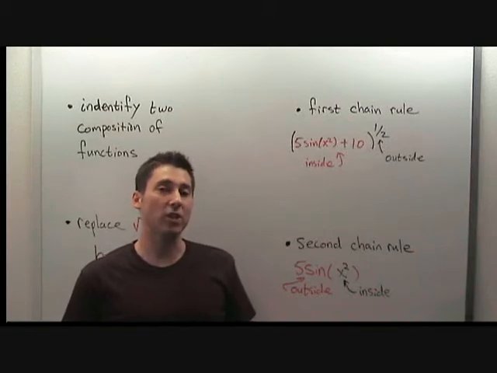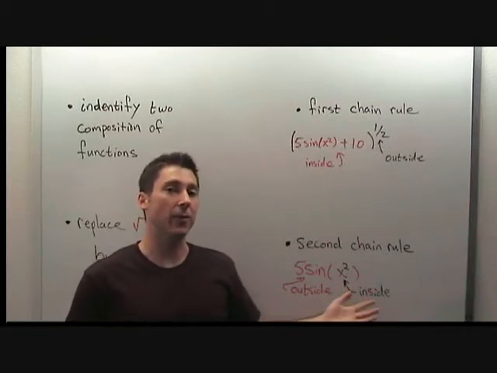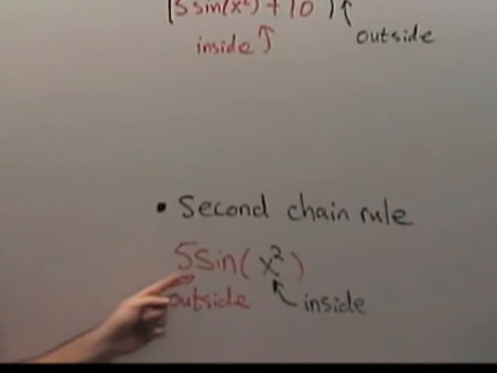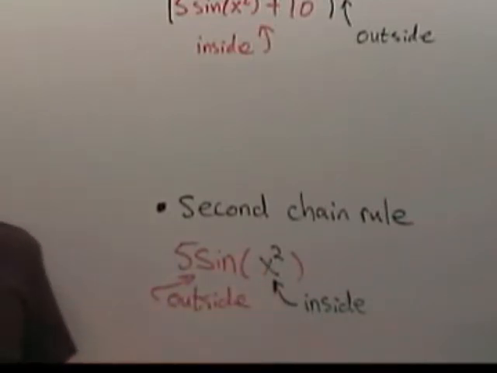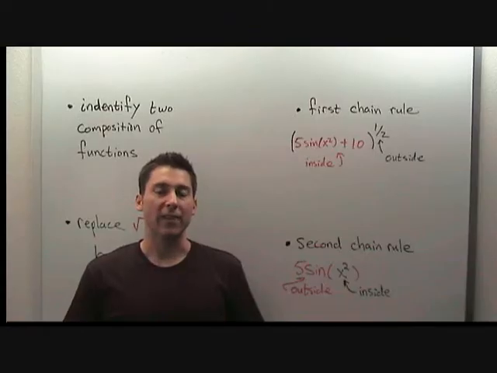The second application of the chain rule came with the sine function. We had 5 times the sine function as the outside function, and x squared as the inside function. After doing these differentiations, the rest was just some algebra to clean up our answer.